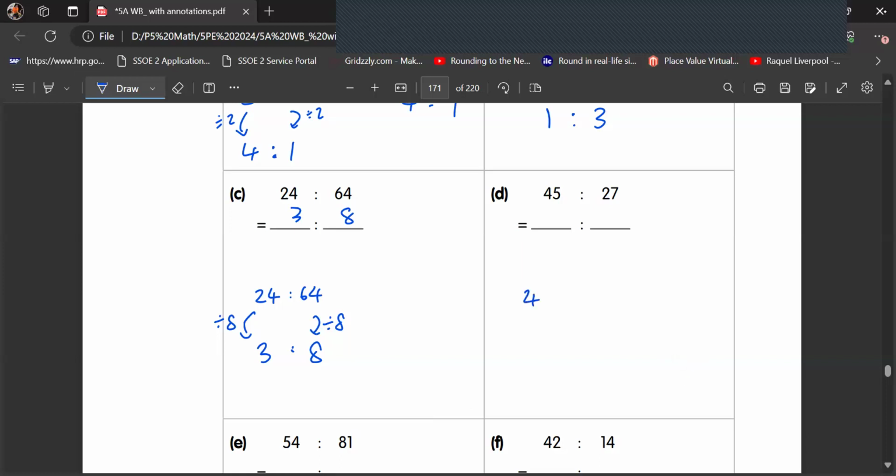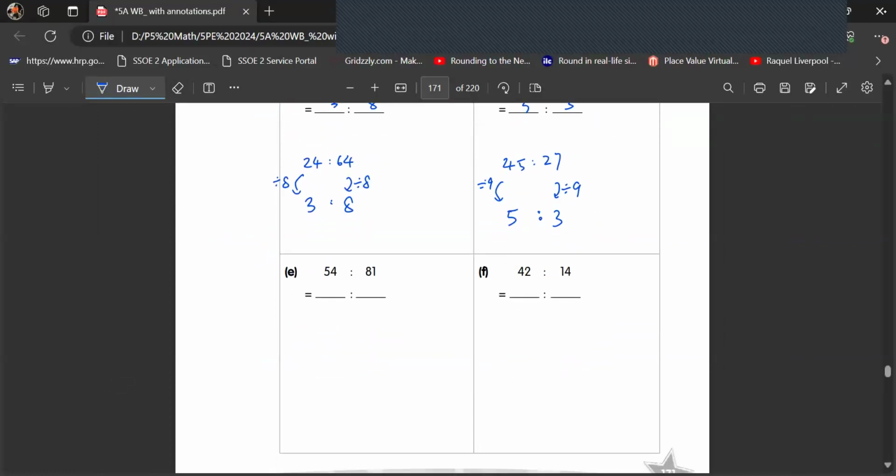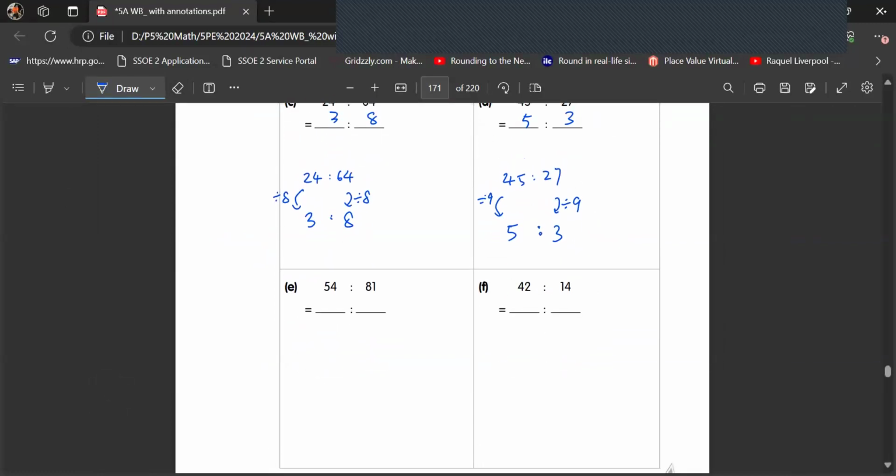Now, 45 is to 27. Usually, your teachers will say divide by 3. Let's go with the big numbers, as big as possible. Divide by 9. Is this good? 27 divided by 9, that's 3. 45 divided by 9, 5. Can I divide by 3 further? No, that's the simplest form. Is this okay? So, I want you to change the way you think. Instead of dividing by the smaller numbers first, try going with the bigger number.